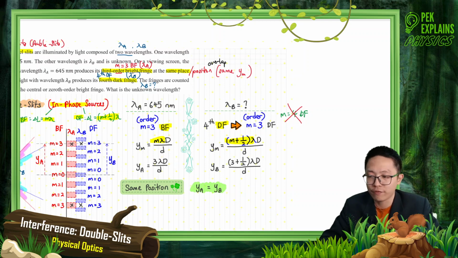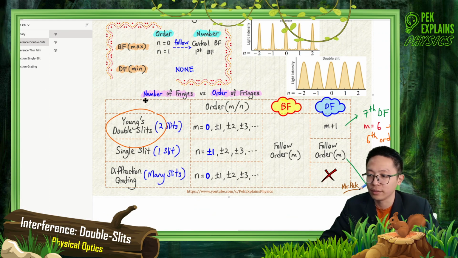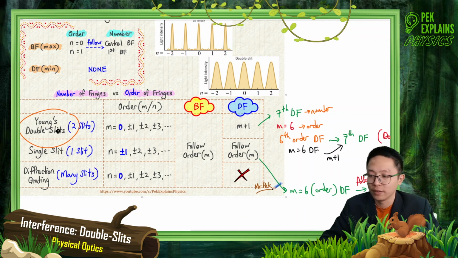The fourth dark fringe is not the fourth order dark fringe. It is the third order dark fringe because it is M+1. Okay or not? Let's look again. For double slit, the dark fringe is M+1. That means if it is a sixth order dark fringe, it is the seventh dark fringe.